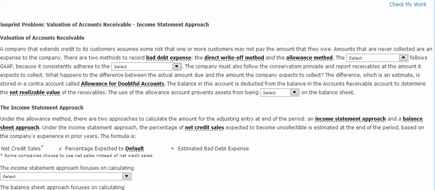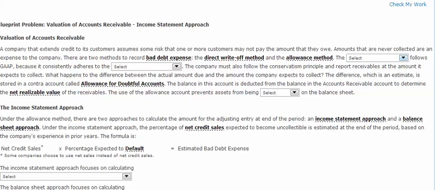This is exercise number 4 for Chapter 8, and it says, valuation of accounts receivable. A company that extends credit to its customers assumes some risk that one or more customers may not pay the amount that they owe. Amounts that are never collected are an expense to the company. There are two methods to record bad debt expense: the direct write-off method and the allowance method.